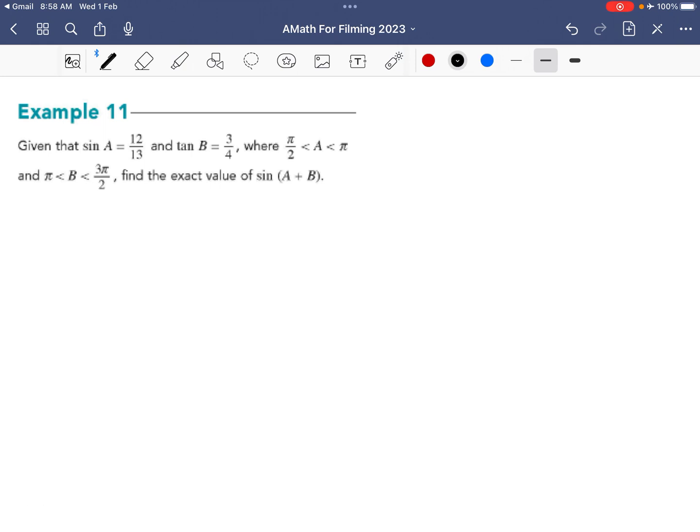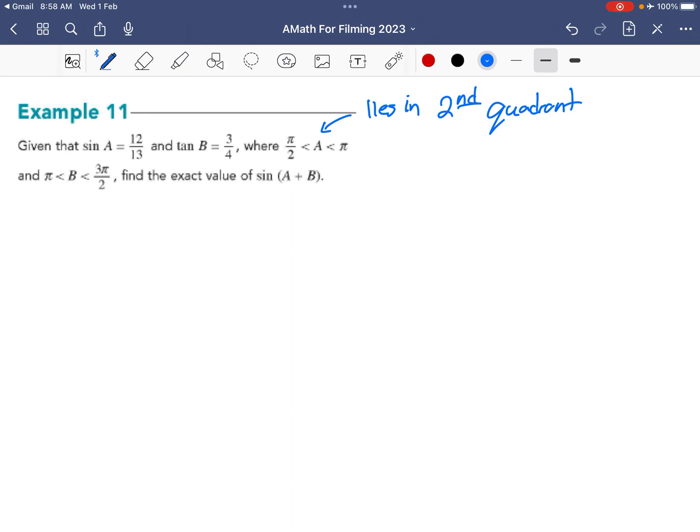Okay, example 11. It's given that sine A is equal to 12 over 13, tangent B is 3/4, and pi over 2 is less than A, which is less than pi. Pi over 2 is 90 degrees, pi is 180 degrees. So this implies that angle A actually lies in the second quadrant.